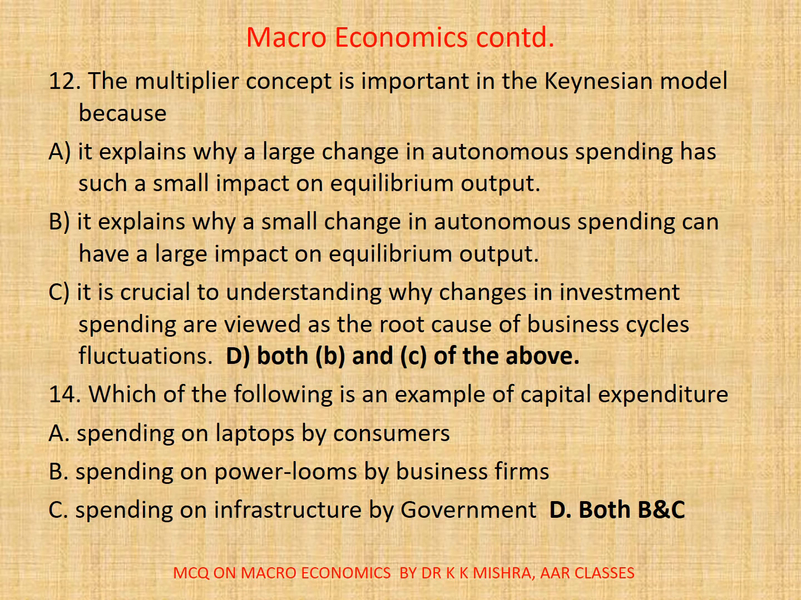12. The multiplier concept is important in the Keynesian model because A, it explains why a large change in autonomous spending has such a small impact on equilibrium output; B, it explains why a small change in autonomous spending can have a large impact on equilibrium output; or C, it is crucial to understanding why changes in investment spending are viewed as the root cause of business cycle fluctuations; or D, both B and C. Actually, here the correct option is D, both B and C of the above are correct.